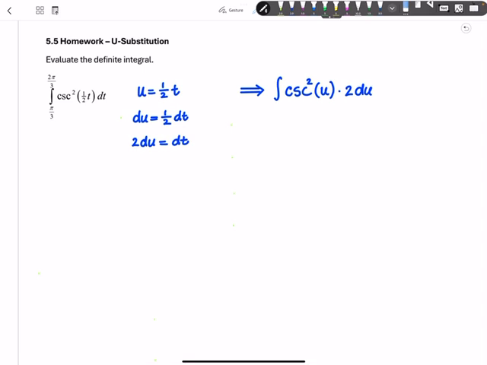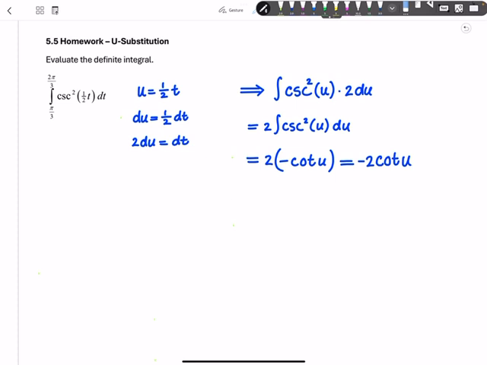All right, so if we substitute, we will get the integral of cosecant squared of u times 2 du. Again, coefficients are really easy to work with. We're just going to factor them out. So this means we have 2 times the integral of cosecant squared of u du. Of course, the integral of cosecant squared of u is equal to negative cotangent of u. Keep in mind, we still have the coefficient 2 on the outside. So this cleans up and becomes negative 2 cotangent of u.